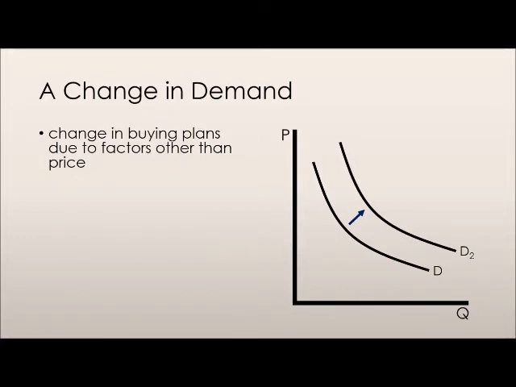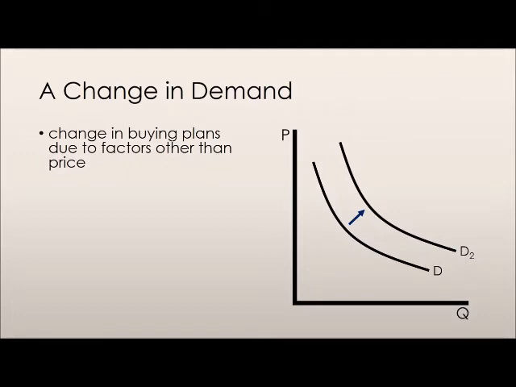When any factor other than price influences buying plans changes, we say that there is a change in demand. The graph shows an example of an increase in demand, but just know that we can also have decreases in demand. A decrease in demand would just mean that the demand curve shifts down and to the left instead of up and to the right. When demand increases, the quantity demanded at each price increases. This means that people want to buy more of the good at any price than they did before.